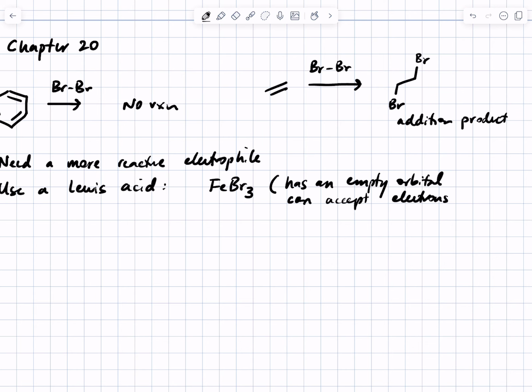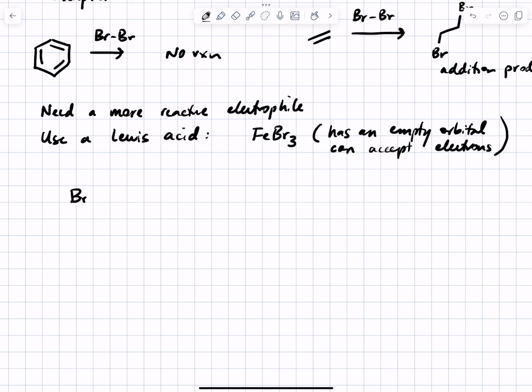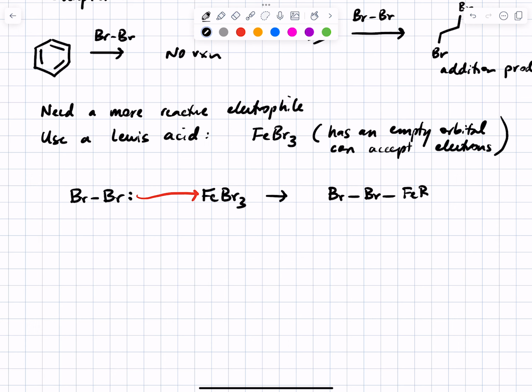So watch what happens when you add iron tribromide to Br2. The empty orbital on iron's low enough in energy that lone pairs on the bromine attack it, and you end up with this molecule where the bromine in the middle is now bonded to two things and has a positive formal charge on it. Now, if you thought Br- was a good leaving group, this one is even better.